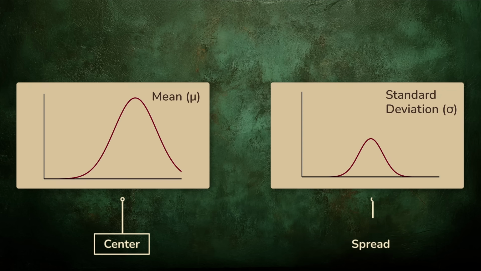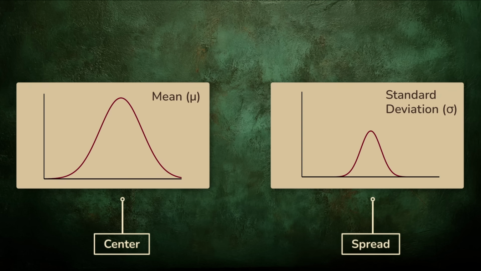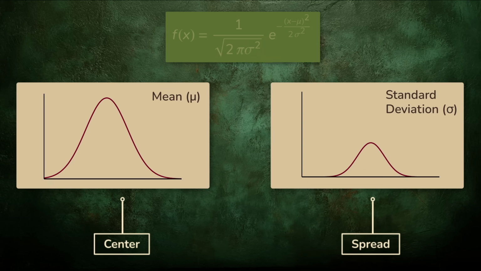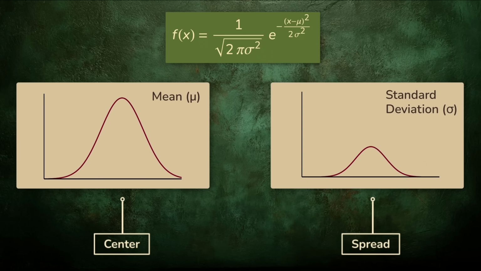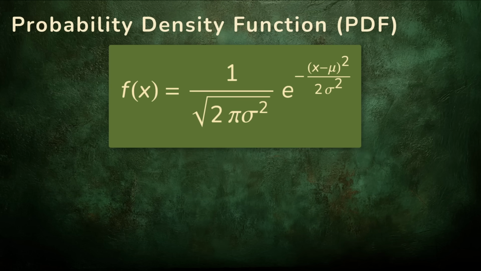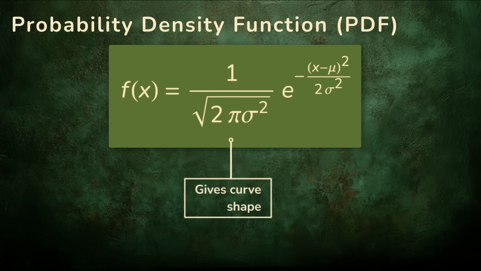Center, spread, but in fact they work together, combining into a single formula that precisely describes the bell-shaped curve for the normal distribution. This is called a probability density function, or PDF for short. The PDF gives you the shape of the curve. It tells you how values are distributed, where they are common, and where they are rare.